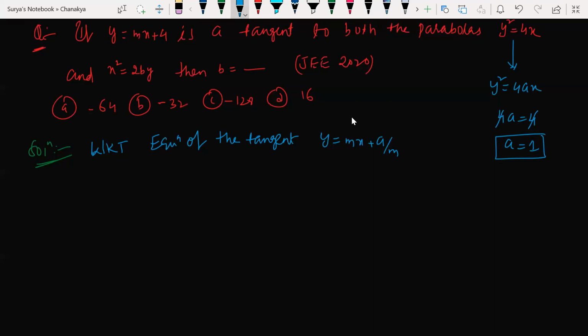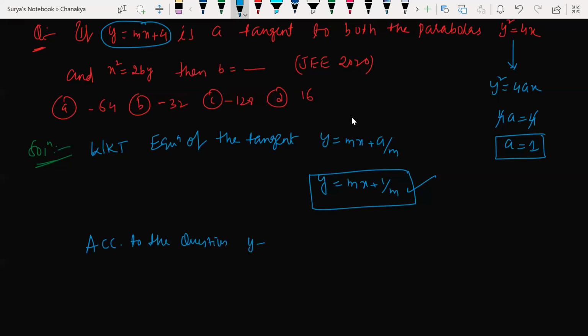So look at this here now. Can I substitute here now? Then y = mx + 1/m. Yes or no? Am I correct? This is the equation of the tangent. And as per the question given, according to the question, look at this: y = mx + 4 is the tangent. Now what is the m value going to be?